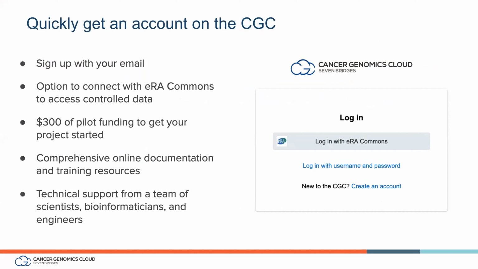On the CGC, all users get started with about $300 of pilot funding, and we found this to be a really, really useful thing for users. The cost of cloud computing can be a little bit scary, mostly due to kind of fear of the unknown. And having a small amount of pilot funding gives users a way to get in there, start accessing the data, understand how everything works in the cloud without having to figure out billing right away.